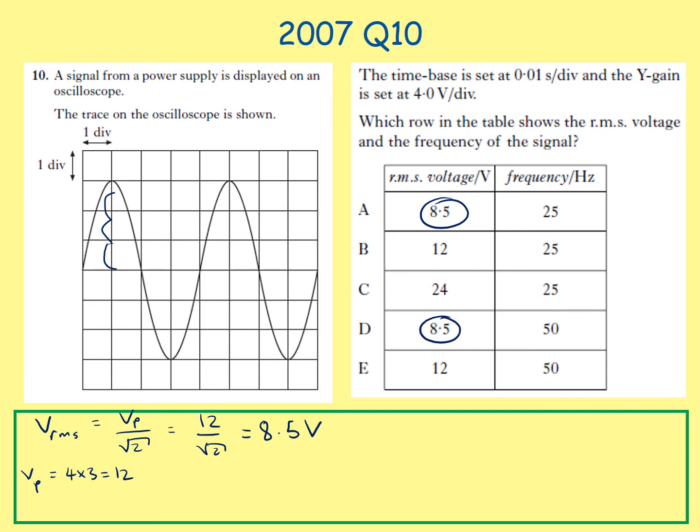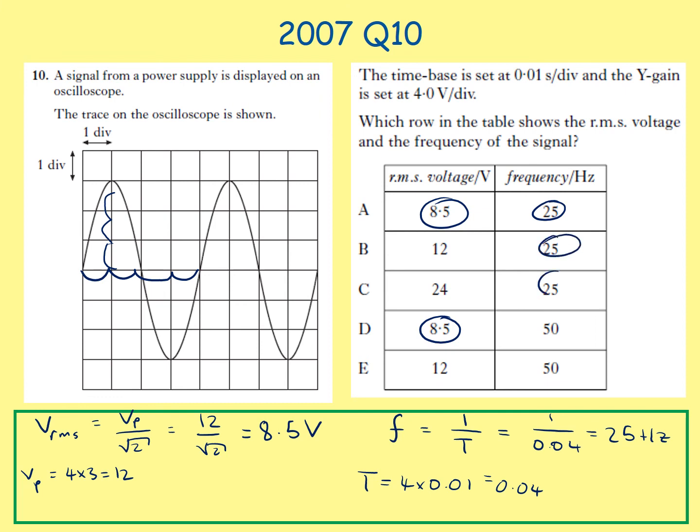So now we need to go into our frequency. f equals 1 over T. Our period, we can see on the oscilloscope, we have 1, 2, 3, 4 divisions per wave, and it's 0.01 seconds per division. So 4 times 0.01 is equal to 0.04. So our frequency is equal to 1 over 0.04, and that is equal to 25 Hertz. On our frequency column, we can see A, B, and C are all 25 Hertz, so the only row with both of these values in it is A, and that is our final answer.